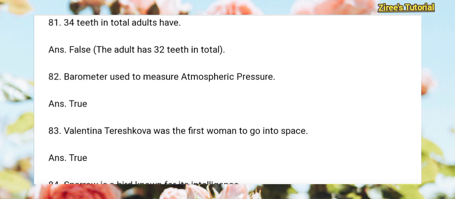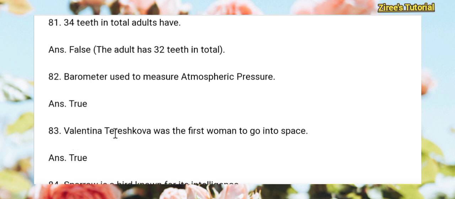Now it is true false round. So first question is, 34 teeth in total adults have. Answer is false. There are 32 teeth in total. Adult human being has 32 teeth. Next, barometer used to measure atmospheric pressure. True. This one is true. Barometer is used for measuring atmospheric pressure.